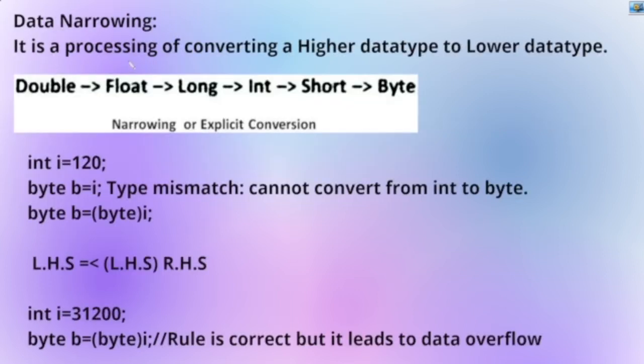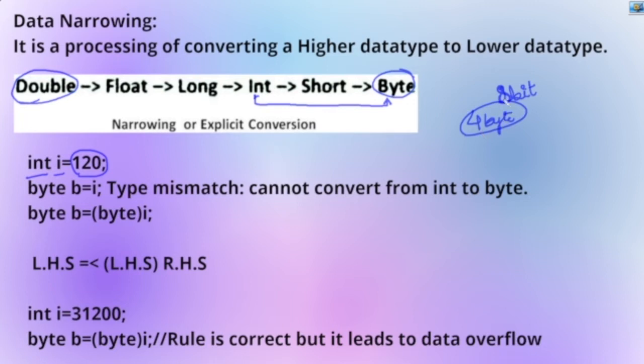Data narrowing is a process of converting the higher data type to the lower data type. So this is the highest data type you have and this is the lowest data type you have. Now, if I have int i = 120 and I want to convert this int to byte, int has a greater size whereas byte has a smaller size, correct? Byte means 1 byte. 8 bits is equal to 1 byte, whereas an integer is greater than that. 4 bytes is equal to 1 integer. So 1 byte is much less than 4 bytes, right?